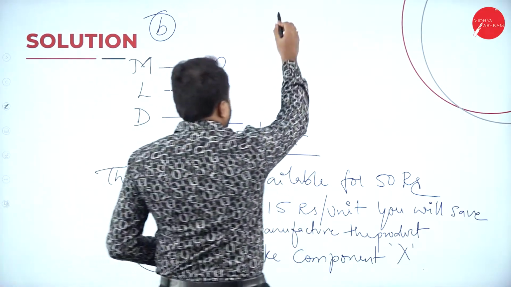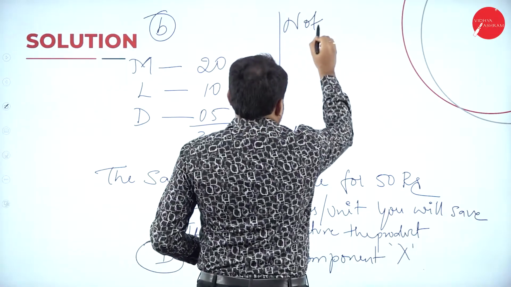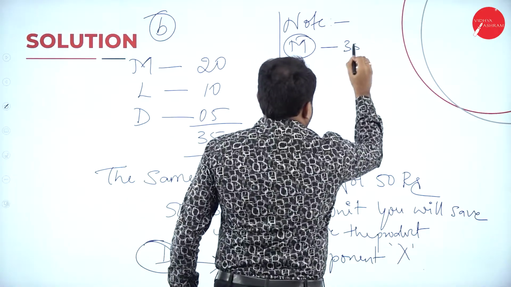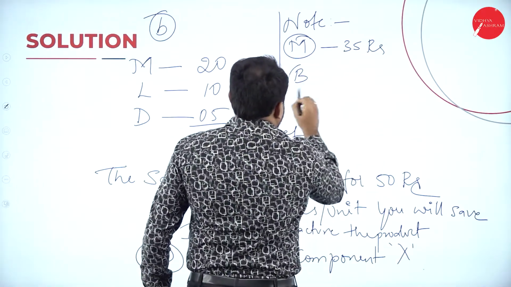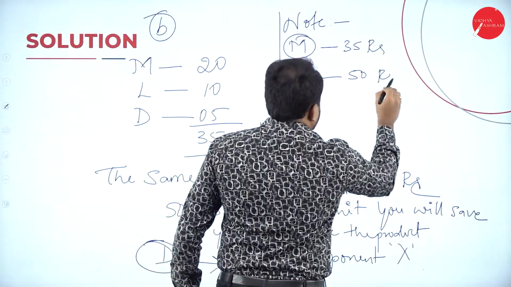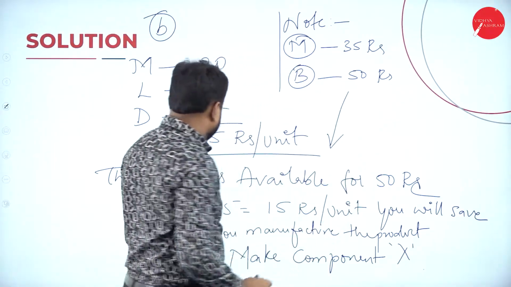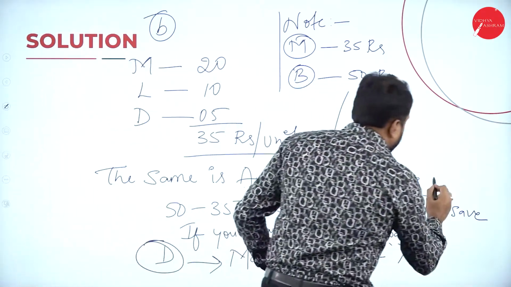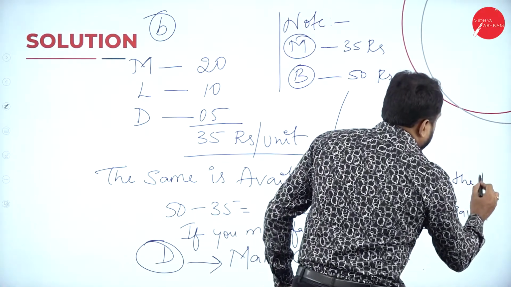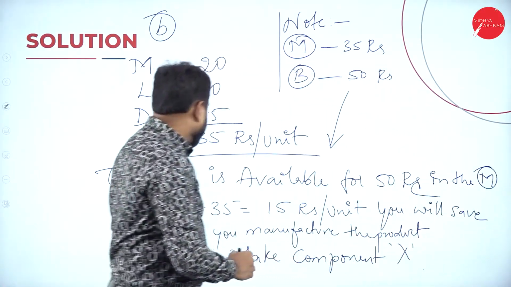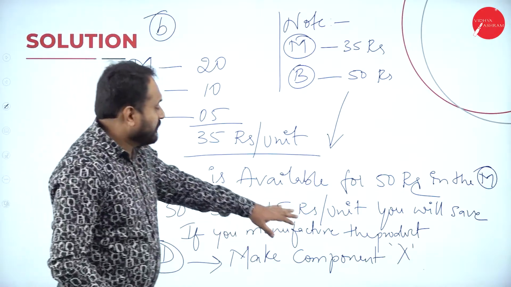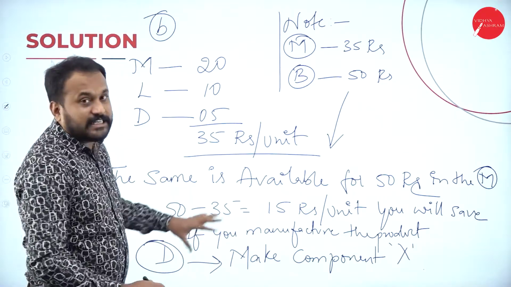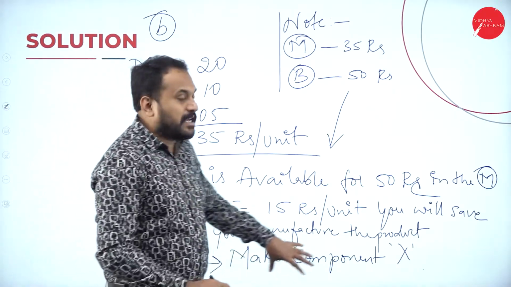Again, here also, if you go with that, let's go with a note. If I make it, it is 35 rupees; if I buy it, it is 50 rupees. So what will you do? The same is available for 50 rupees in the market. So 50 minus 35 is 15 rupees per unit. So you will actually save how much? 15 rupees per unit for each and every component. Hence you will actually make component X.